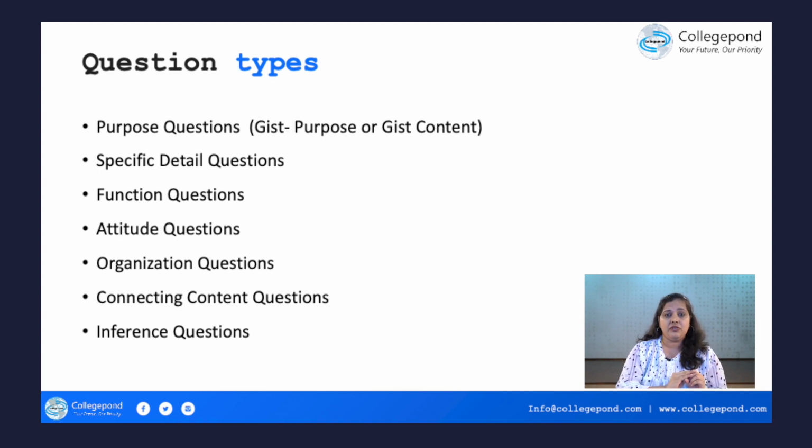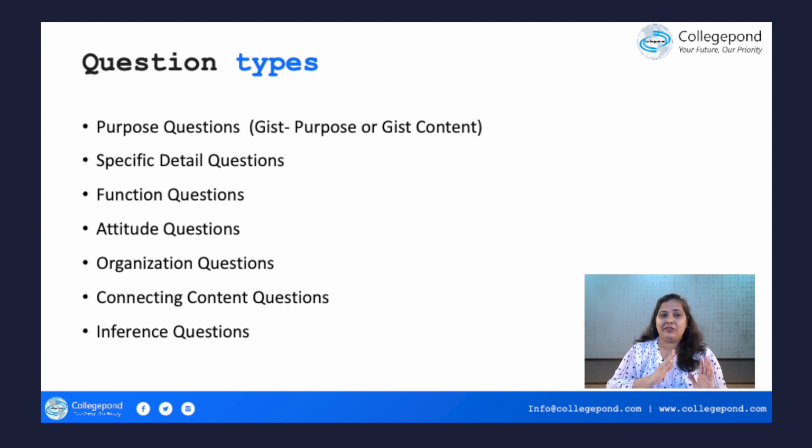Another question type, very popular, is the organization question. In this type of question, you will have to understand the structure of the whole conversation or the lecture. It will require you to understand coherence as well. Next, you will have to look at the connecting content type of questions. In these types of questions, you will have to figure out the relationship of ideas between different things that were said in the conversation or the lecture. Again, it requires you to do a lot of thinking when you are actively listening.